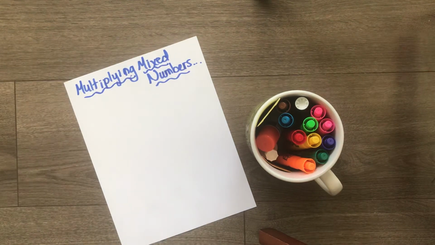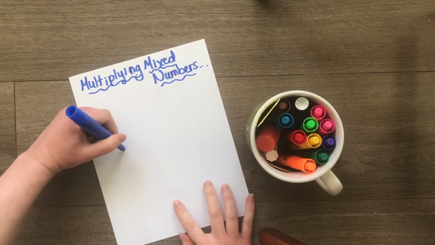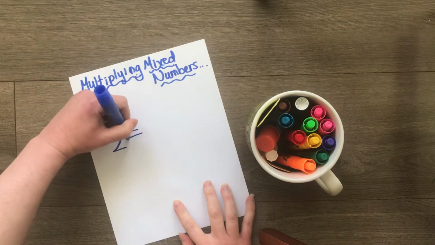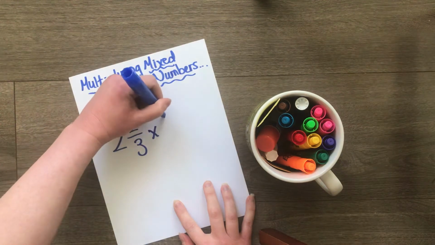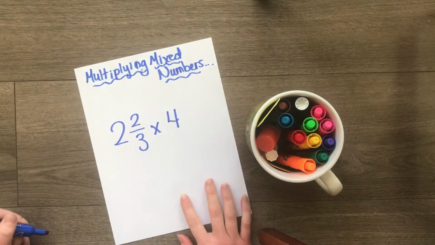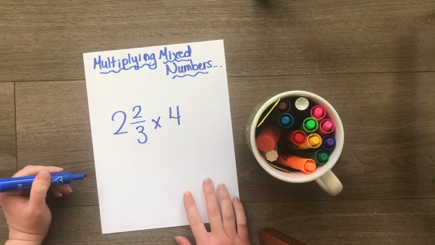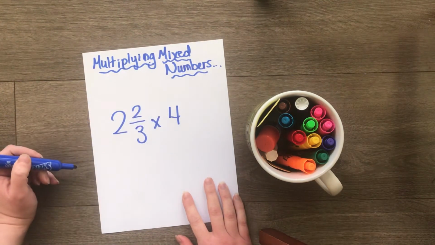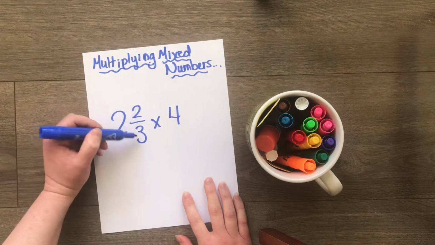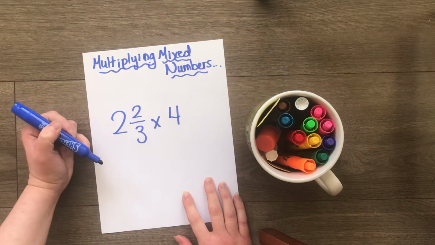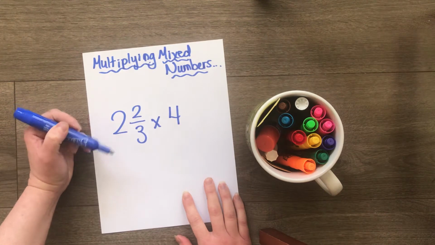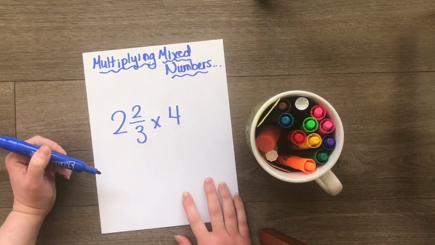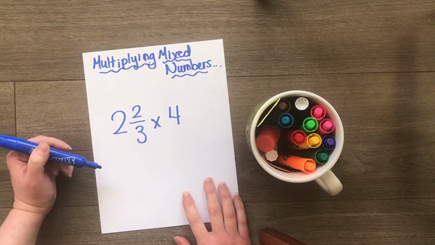Now, our mixed numbers, we're going to take an example here. We've got 2 2/3, and we're going to multiply that times a whole number. Well, when we multiply mixed numbers, we're actually going to have to take both of these numbers and rewrite them. This mixed number is going to have to go in the form of an improper fraction. And this whole number is going to have to be made into a fraction as well.